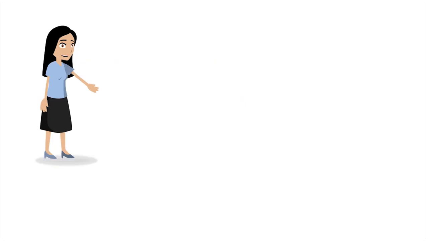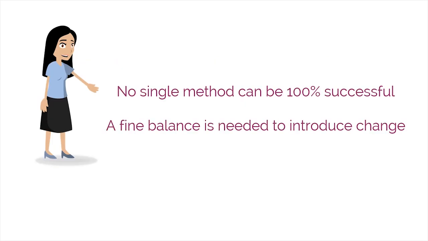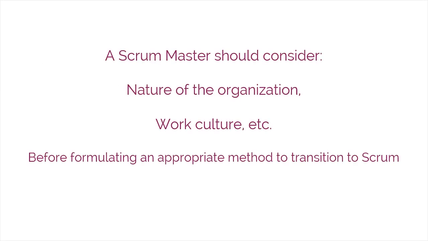It's clear from this discussion that no single method can be 100% successful. A fine balance is needed, probably a mix of different approaches to introduce change. A Scrum Master should consider the nature of the organization, its work culture, etc., before formulating an appropriate method to transition to Scrum. And with that, we've come to the end of this discussion.